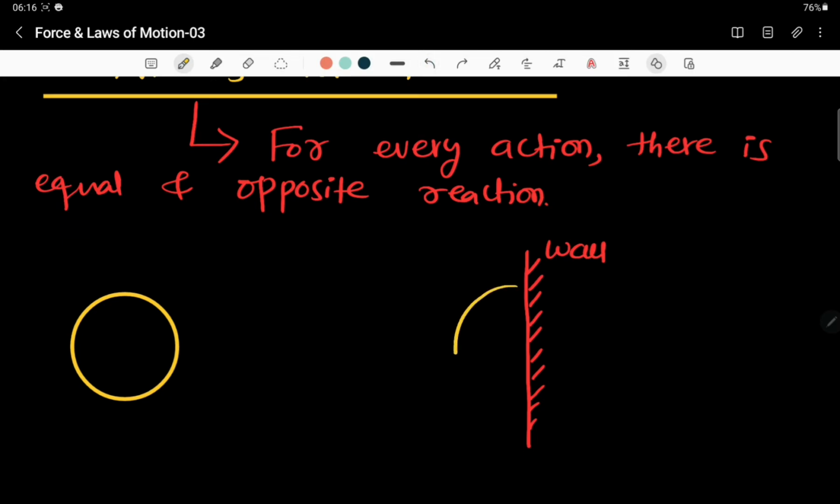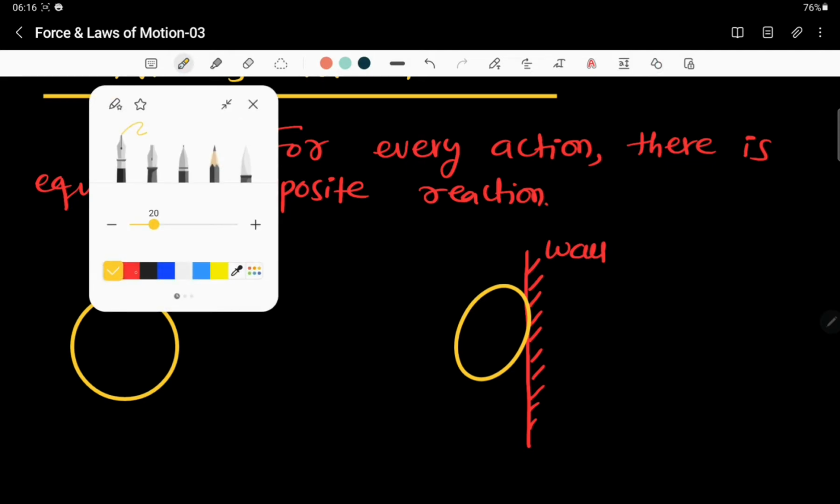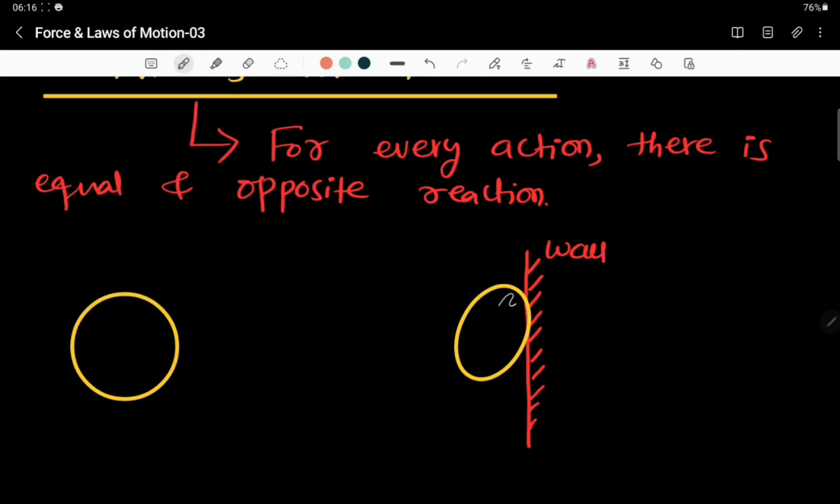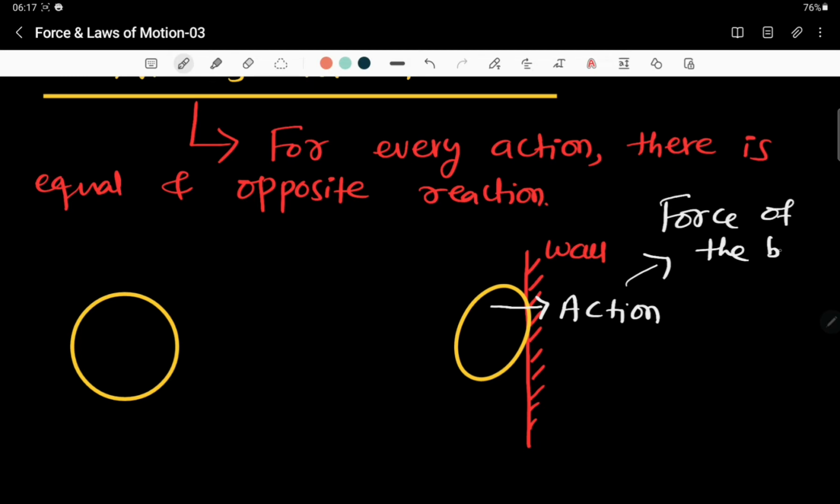So now this ball has come here. Now this ball is here. So it is hitting the wall. Now what is happening here? Just observe. When you observe, you will get to know that this ball is applying some force on the wall. Correct? If this wall was very smooth, the ball would have gone a little bit inside. It would have made an impression. So whatever force it is applying, that is called action. Action means force of the ball on the wall. Force of the ball on the wall is action.